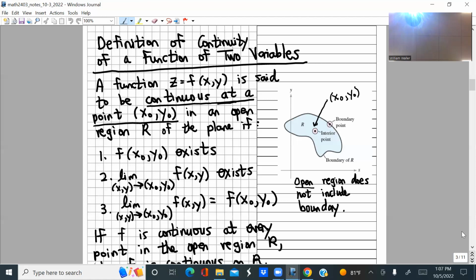So we don't want to get into examples of this definition yet. We'll save that for next time. That's where we're headed on Monday. So I'm going to stop there.